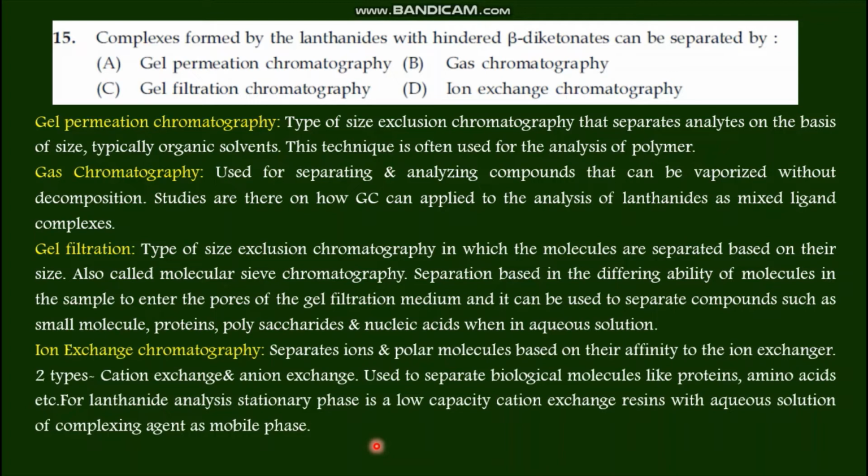So here the correct answer we can say is ion exchange chromatography, because commonly for lanthanide separation we use ion exchange chromatography, but there are a lot of studies where gas chromatography is also used for lanthanide separation. So both answers are correct, but in the PSC answer key, the correct answer they have given is option B, gas chromatography. You can also comment on which one is more suitable, or which one is the right answer. I feel both answers are right.